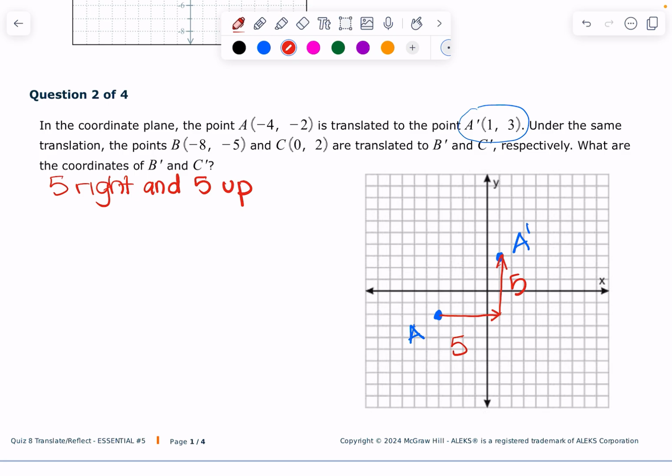So now I'm going to take the other points and do the exact same thing to them. So B is at (-8, -5). So there is B. And now I'm just going to count 5 right and 5 up. So 1, 2, 3, 4, 5. 1, 2, 3, 4, 5. So my new B prime is right here. So that's (-3, 0).